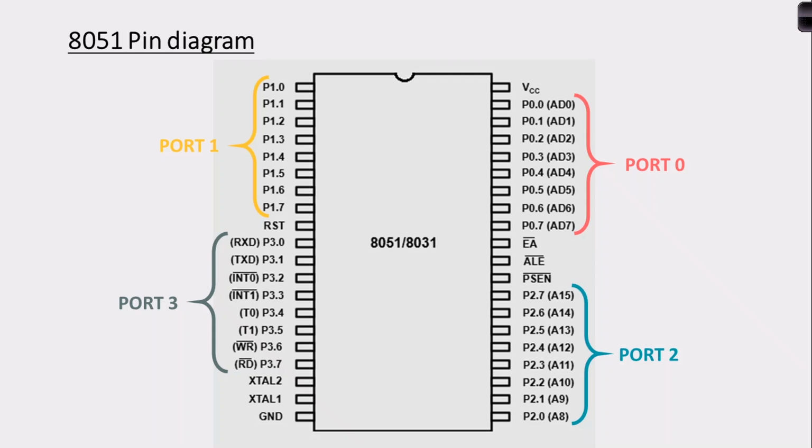Now if you look at this particular configuration, our port 0 can be used as address line and data line. Our port 1 can be used as input port as well as output port. Our port 3 also can be used as input port and output port. This is how the pins have been divided into different ports. Now let us look at port 0 and port 1.